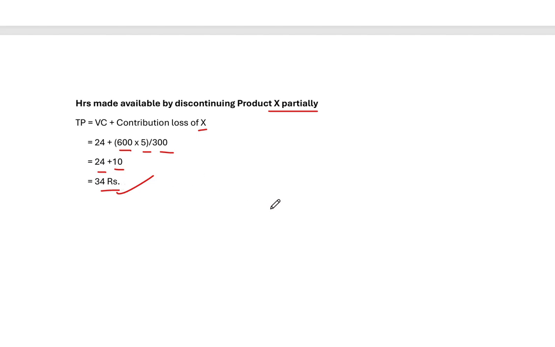So remember this concept. If full capacity is not enough, opportunity cost will be high. If some spare capacity is available, opportunity cost will be partial. That's why in this case the transfer price becomes 34 per unit.